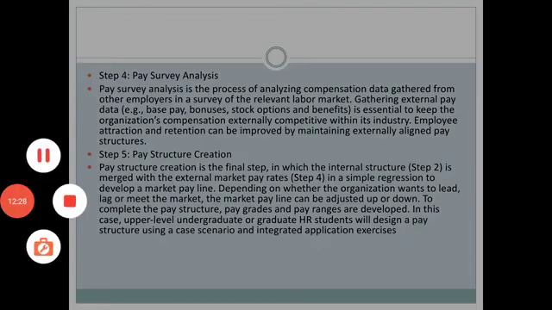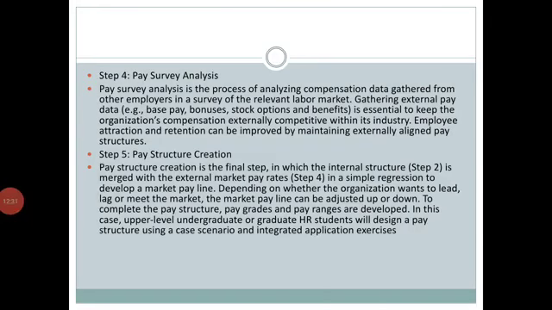Pay survey analysis. What is pay survey analysis? It is the process of analyzing compensation data gathered from other employers in a survey of the relevant labor market. Gathering external pay data is essential to keep the organization's compensation externally competitive within its industry. Employee attraction and retention can be improved by maintaining externally aligned pay structures.